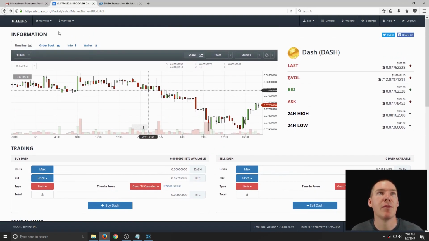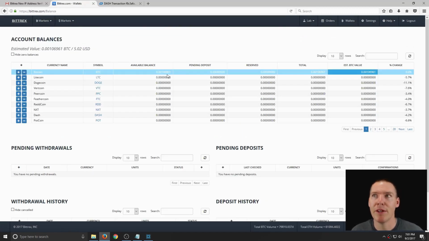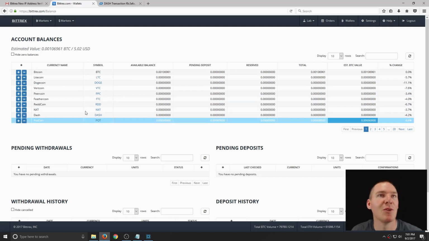Anyway, so now if I go to my wallets, I can see that I have a balance of Bitcoin. And it says worth in US dollars is $5.02. So that's crazy. I mean, when I sent that, it was $5. I sent it to Dash, to Exodus, and I sent it to Bittrex. So even paying the network fees, because of the rise in Bitcoin and Dash, it's worth $5.02 now. So that's kind of cool.